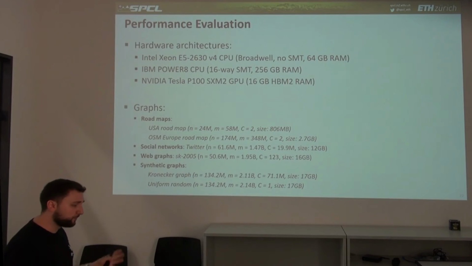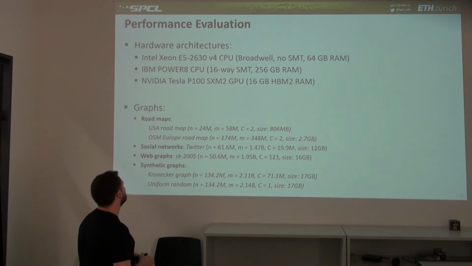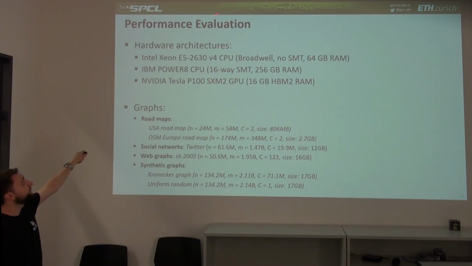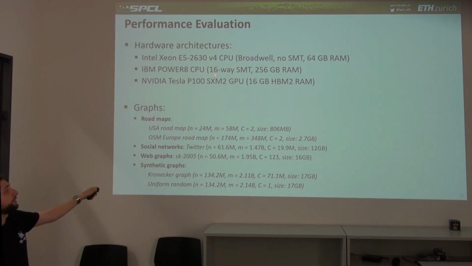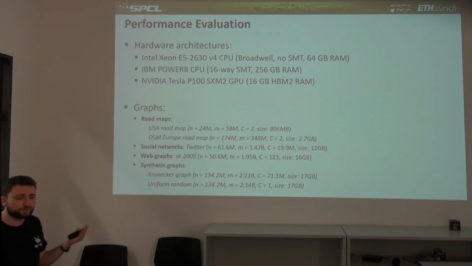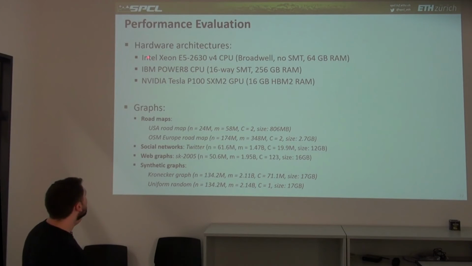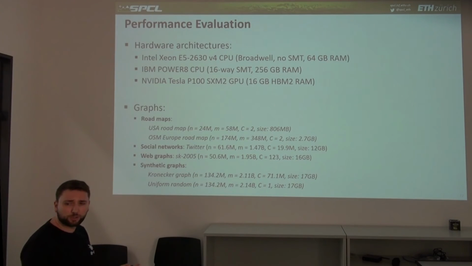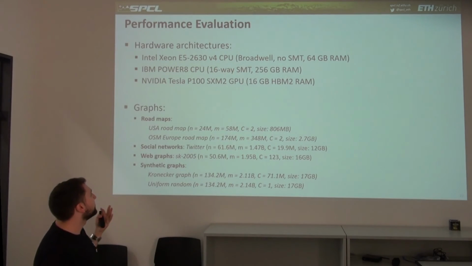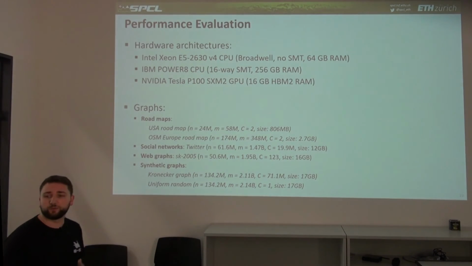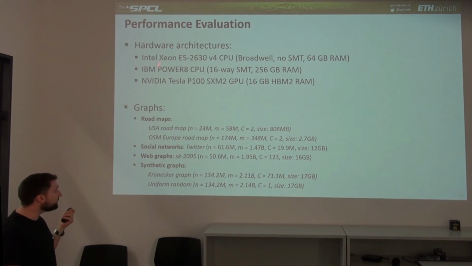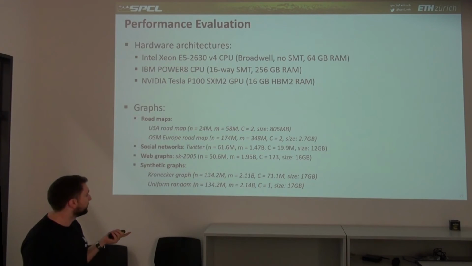Now, as for performance, we measured a wide variety of architectures and graphs. We measured 3 different architectures: a multi-core Intel CPU without hyper-threading, so these are 2 sockets of 10 cores; an IBM Power 8 CPU with 160 logical cores, but in essence this is a 16-way SMT, with 2 processors with 10 cores each; and we measured the Tesla P100 GPU.